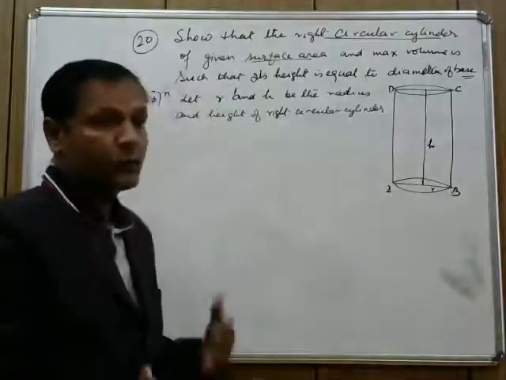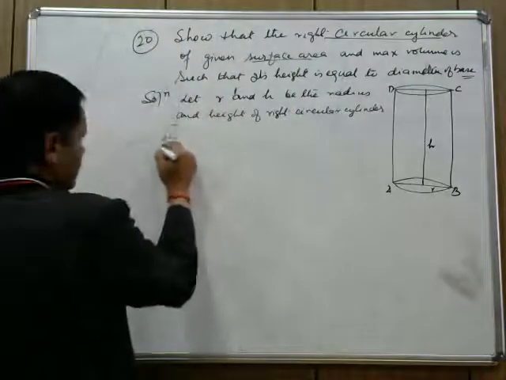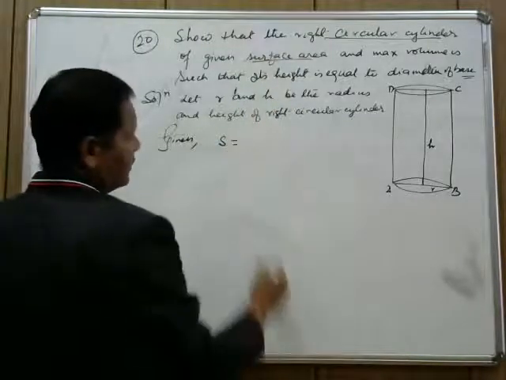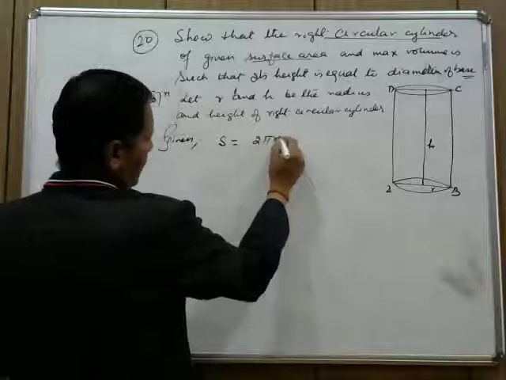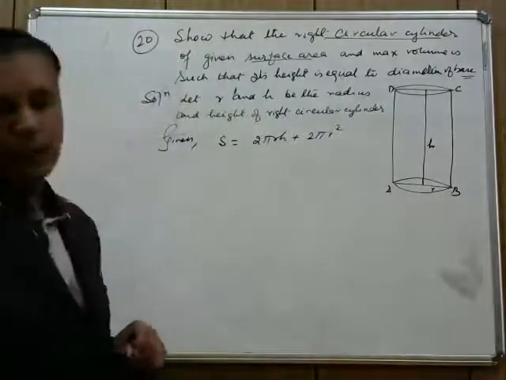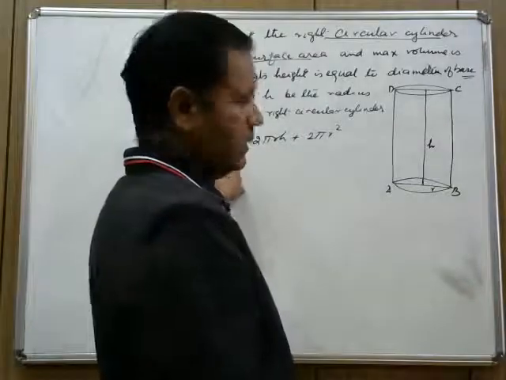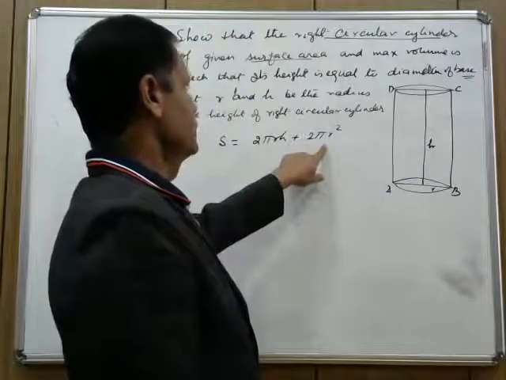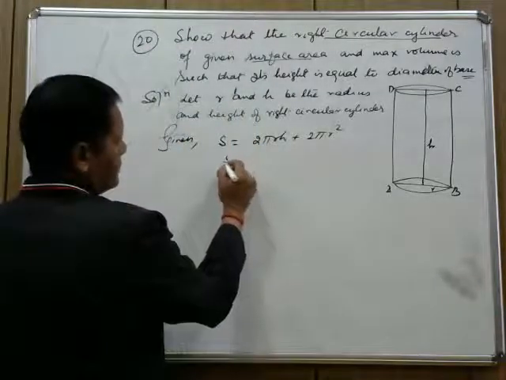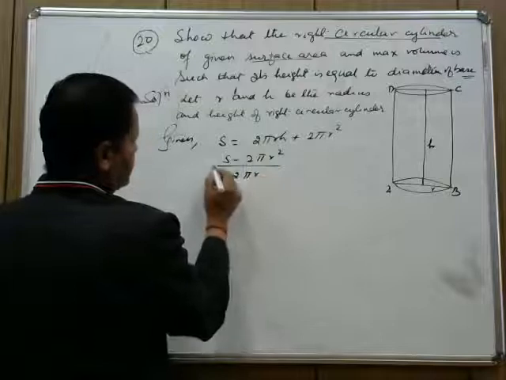Now first of all we will start with what is given. It is given that the surface area is S, and you know that the surface area of cylinder is 2 pi r h plus 2 pi r square. Yes or no? Therefore, can I write (S minus 2 pi r square) upon 2 pi r is equal to h?